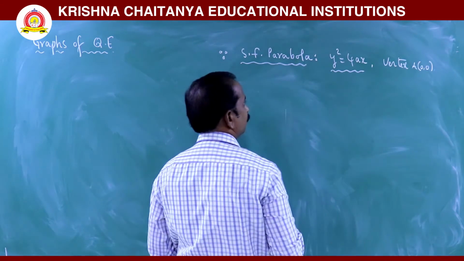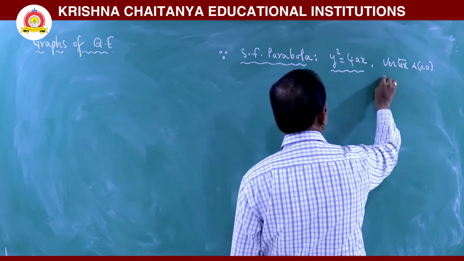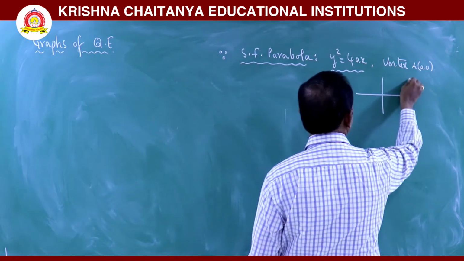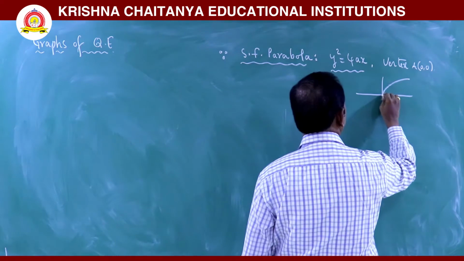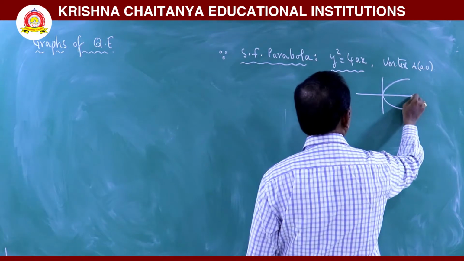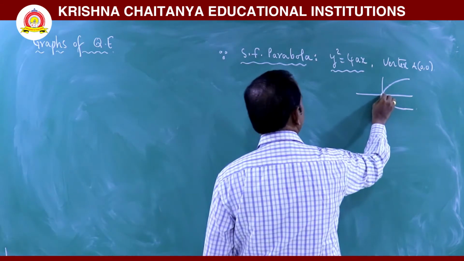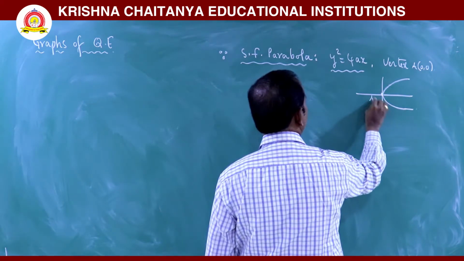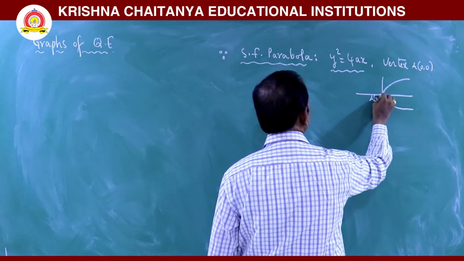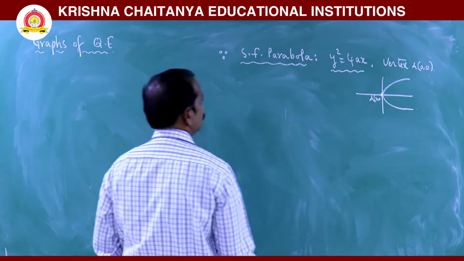The shape of the parabola y square is equal to 4ax is like this. It is symmetric with respect to the x axis. This is called the vertex of the parabola. The vertex is 0, 0.